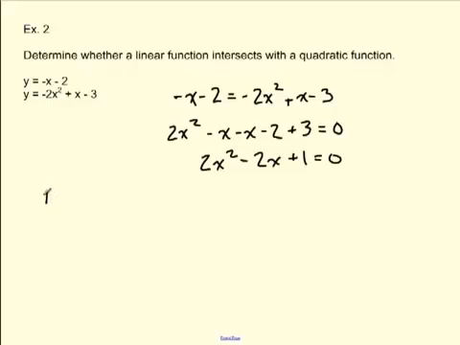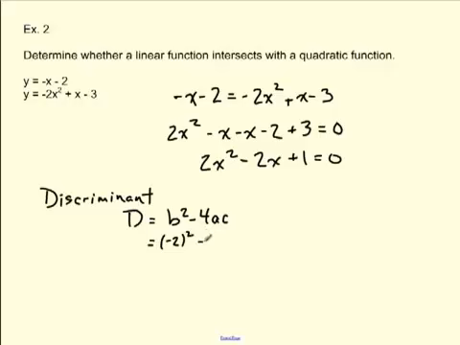Remember the discriminant, so our b value is -2, so this would be -2 all squared, minus 4 times our a value up here is 2, and our c value up there is 1. Well, 4 minus 8 is -4. So if our discriminant is negative, remember, that means no solutions. There, that was easy. And I didn't need to go into the quadratic formula to be able to figure that out. I was able to just use the discriminant.